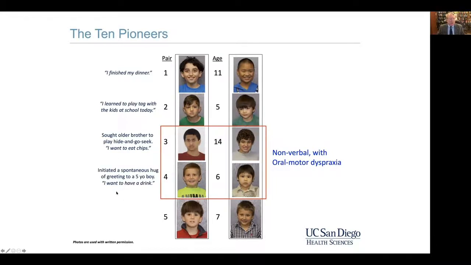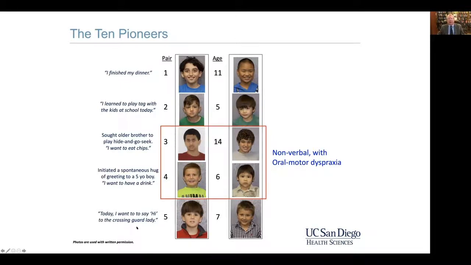This 6-year-old's first words were, "I want to have a drink." And this young man's sentence that was unusual was to his mother as she was dropping him off for school. He said, "Today, I want to say hi to the crossing guard lady."